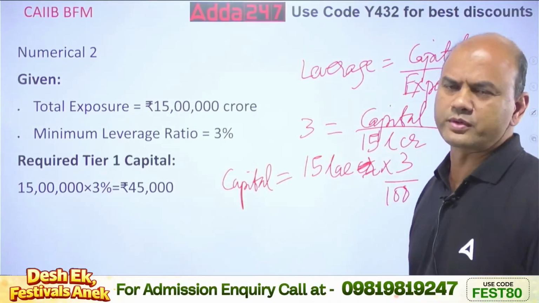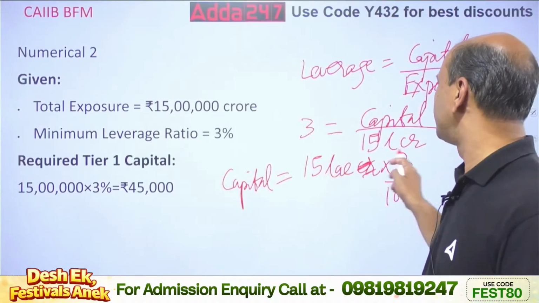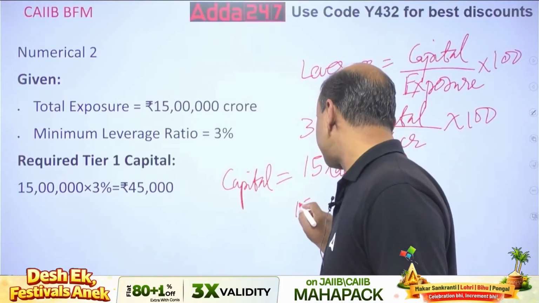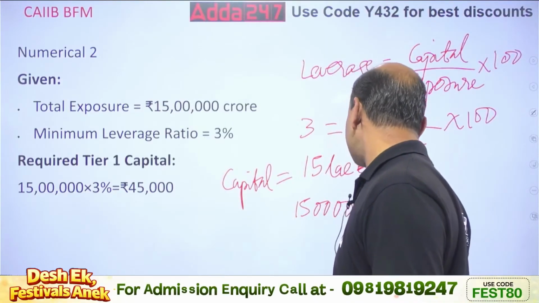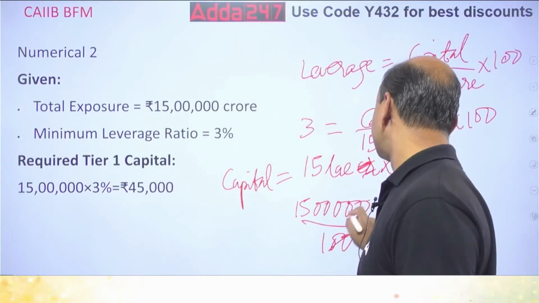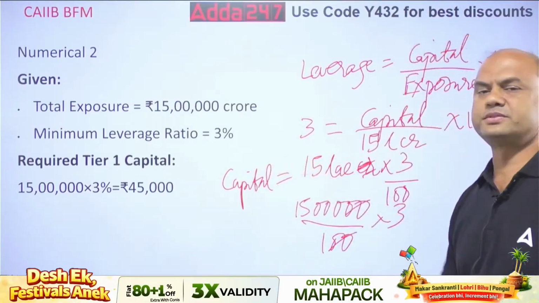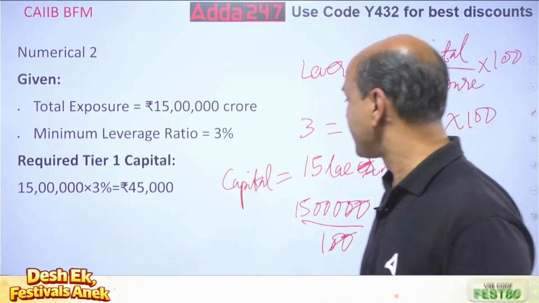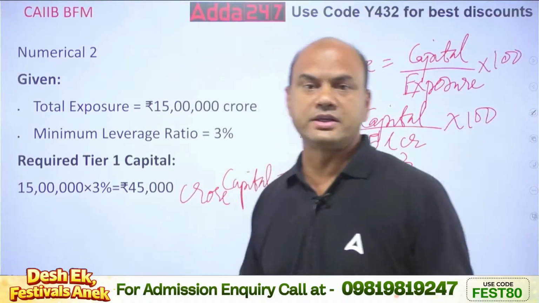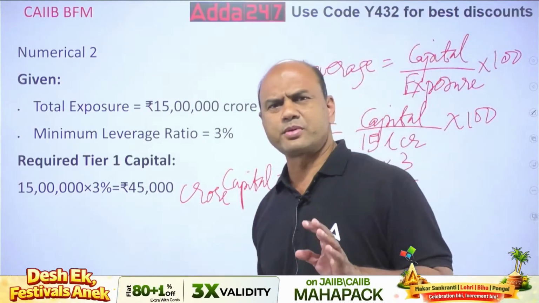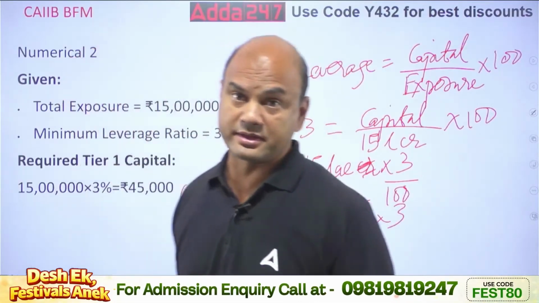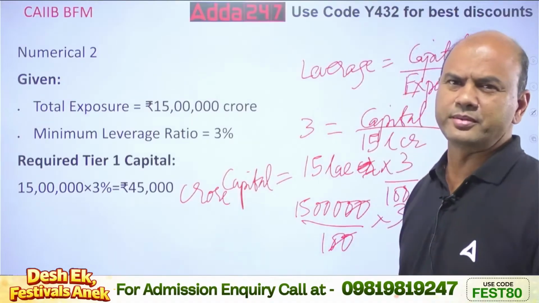Everyone try this: 15 lakh into 3 upon 100. 15, 1, 2, 2, 3, upon 100 into 3. 15 3s are 45, 45,000, and that is also in crores. Never forget this crores. So this much is the capital required: 45,000 crore. Leverage ratio problems are always easy. Kindly note, very simple, same formula.